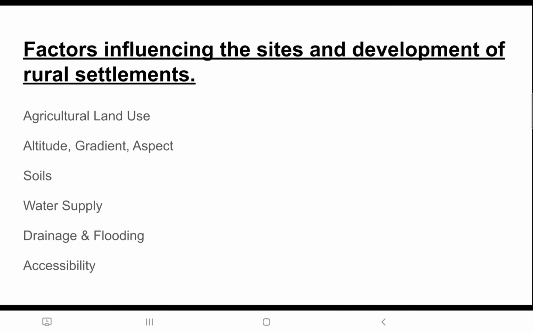Now, you will have gone into more detail on these factors in your full lessons. This is just revision, but these are the factors that you do need to be aware of for the sites and development of rural settlements.